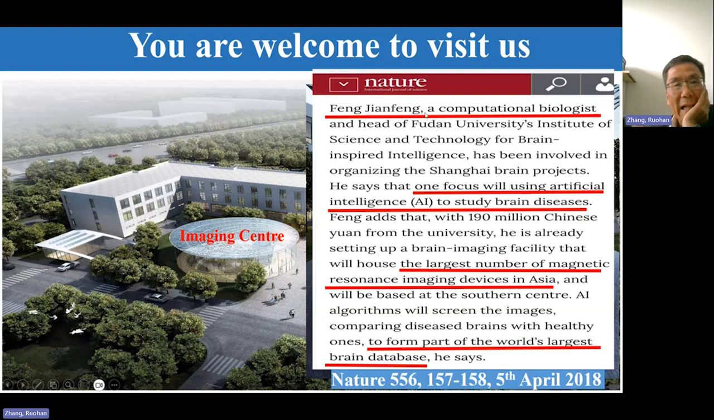When I set up this imaging center, Nature asked me what I wanted to do. I told them I'm a computational person, and one of our focuses will be using AI to study brain disease. I think people sitting here might share my interest in using AI to study disease. We have the largest number of imaging machines in Asia and in Shanghai, in our center. I collected a lot of data quite a few years back now.